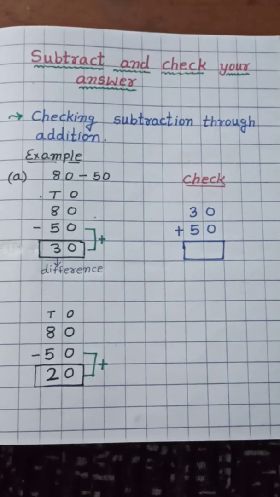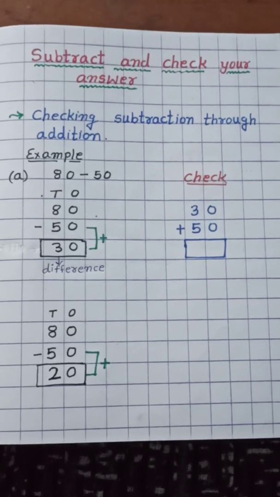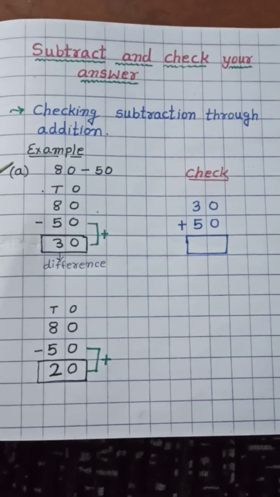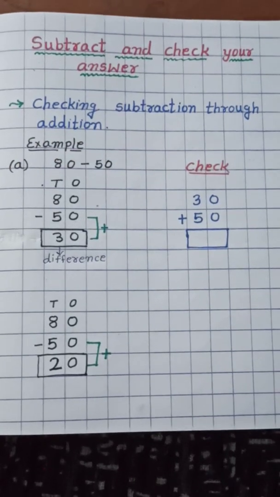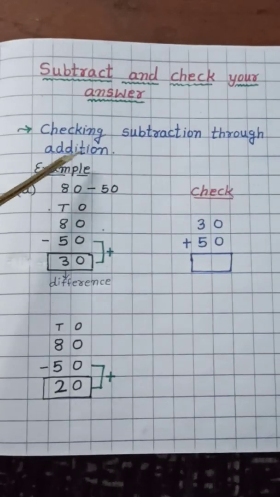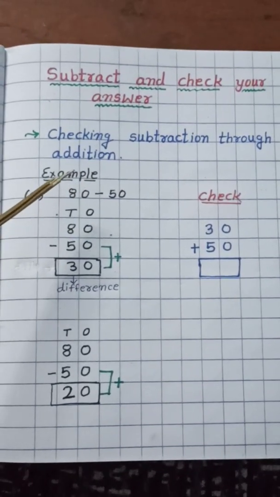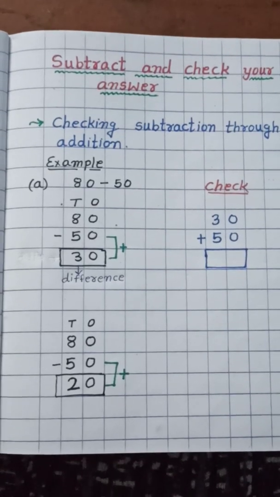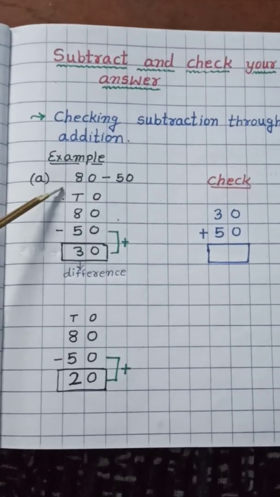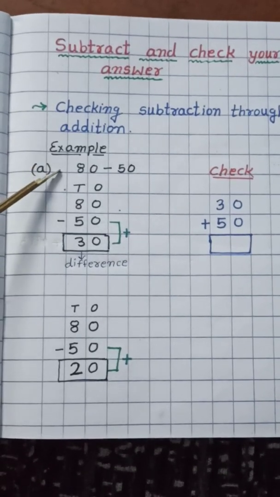So here I have a solution for your problem. I have a trick that is subtraction through addition. By using that trick, you can easily check whether you have performed the subtraction sums correctly or not. By using this trick, you are going to check your answer by yourself.